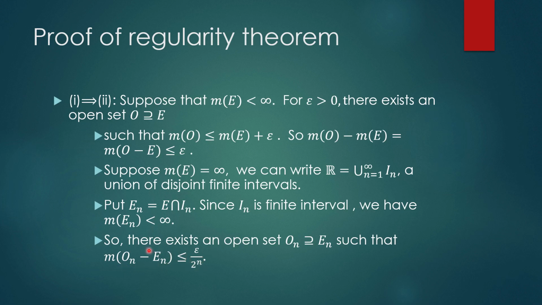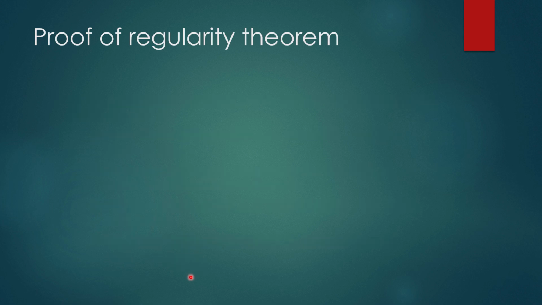This is coming from case 1, when the measure is finite. We can use that case because the measure of En is finite. For this measurable set En, we should be able to find an open set On containing En such that the measure of On difference En is less than or equal to epsilon by 2 to the power n. Alright, so then we can write O is equal to the union, n going from 1 to infinity, of On.